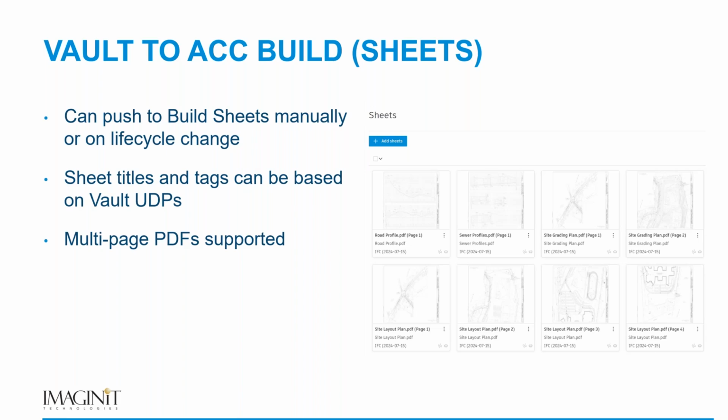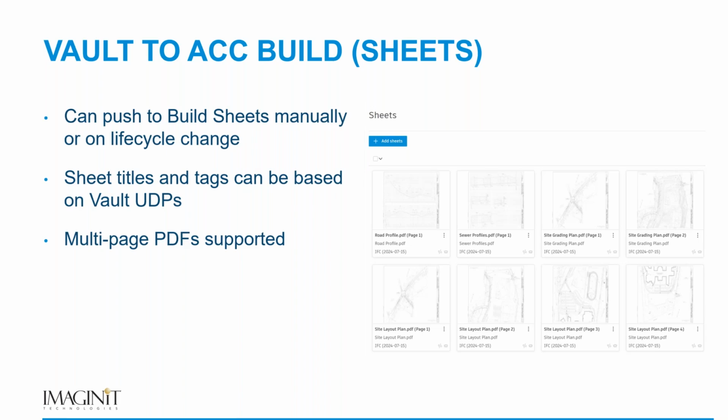So after we had implemented that, there was a question that came back and said, well, that's great and all, but what about Build inside of the construction cloud? Can we use Pulse to send these files as sheets? So that answer is absolutely yes, we can. We can publish those sheets manually. We can trigger it based off of a lifecycle change, really just like you saw before.